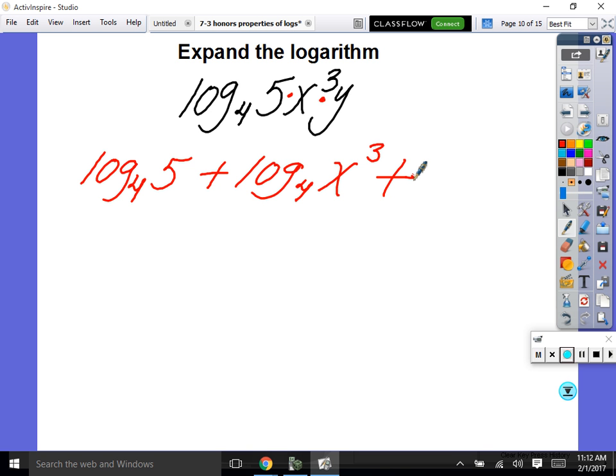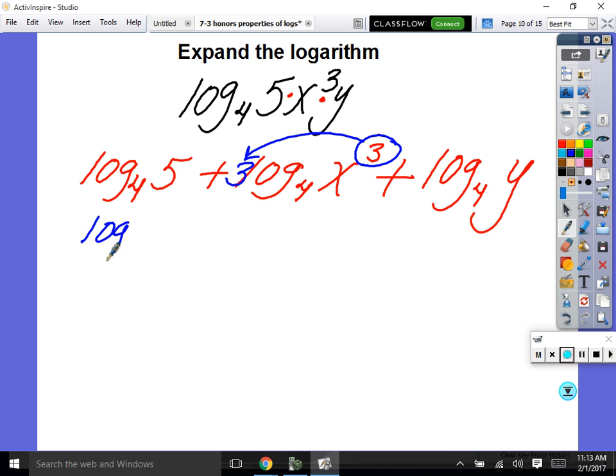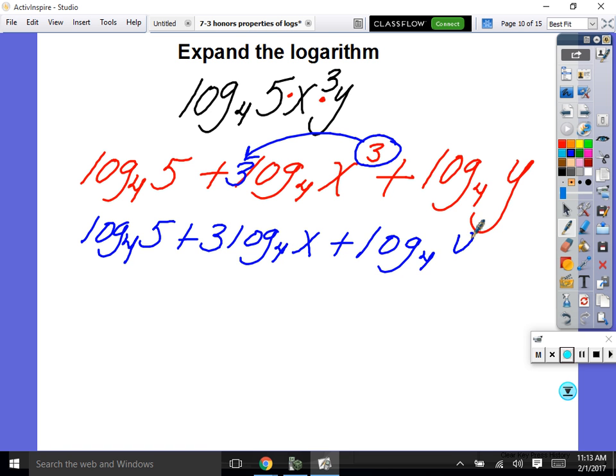You see how I'm just splitting it up, guys, and putting it in the different bases? Plus log to the base 4 of y. Now from here you'd say, is that an acceptable final answer? Well, no, because we have an exponent. Exponents will always be fixed by pulling them and putting them in front. Raise something to a power and you multiply. So we'll put that 3 in front. So we would have log to the base 4 of 5 plus 3 log to the base 4 of x plus log to the base 4 of y.